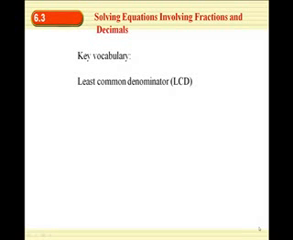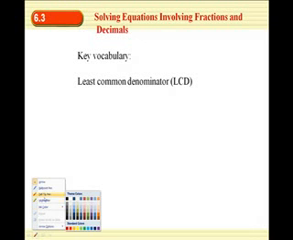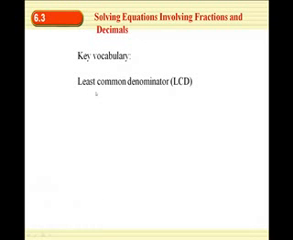Alright, 8th grade, let's do 6.3. This is solving equations that involve fractions and decimals, and the main part about this assignment is that you do the same things that we are doing solving with the letters and with whole numbers. You do the exact same things with fractions and decimals. So the page we're on is page 303.